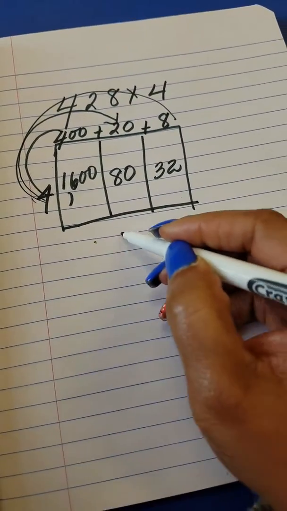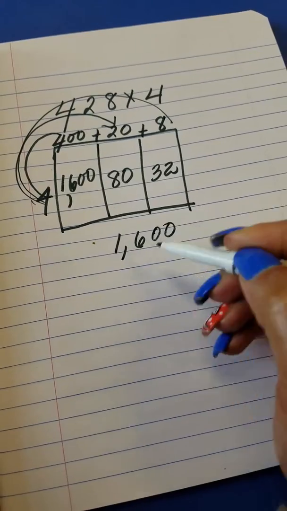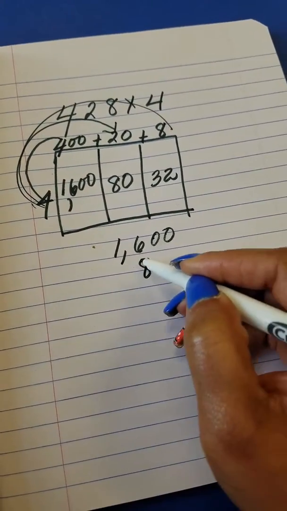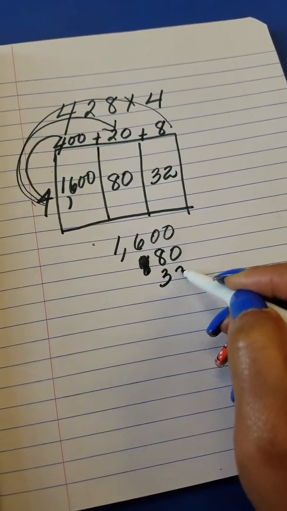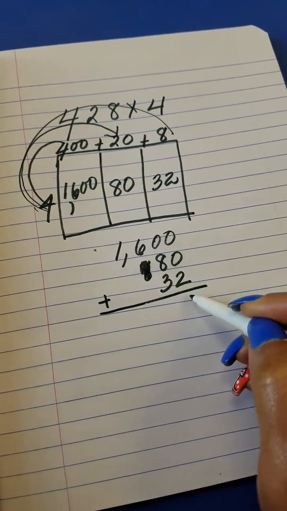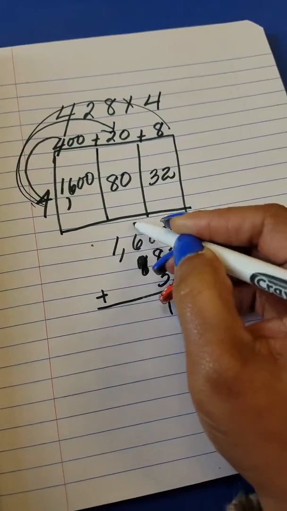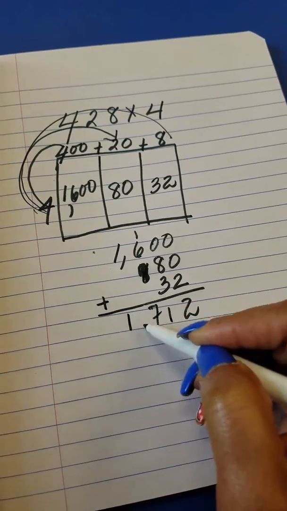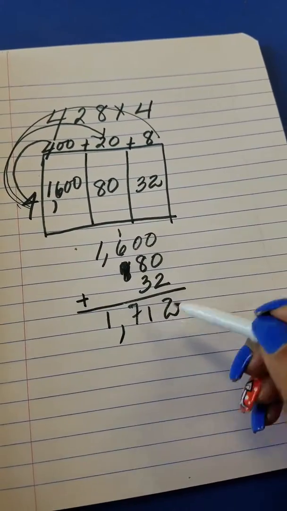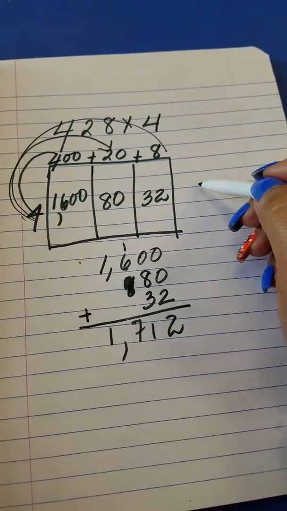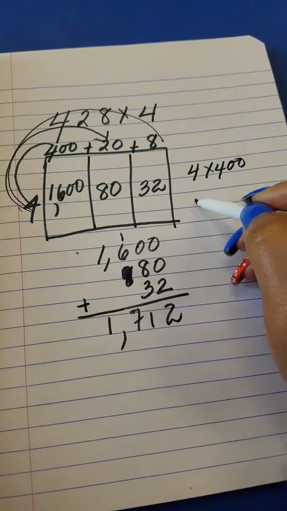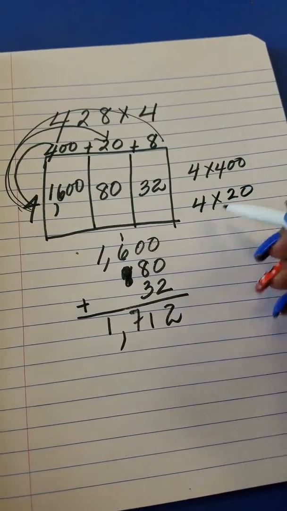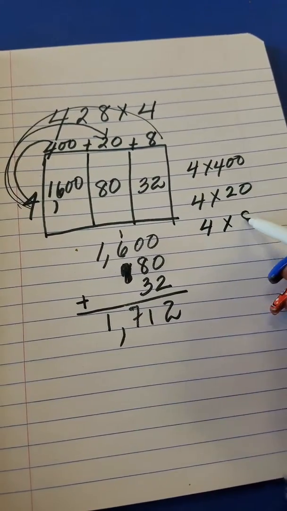So we'll end up writing 1600, 80 plus 32, which will still give us a grand total of 1,712. So what we did was we multiplied 4 times 400, 4 times 20, and 4 times 8.